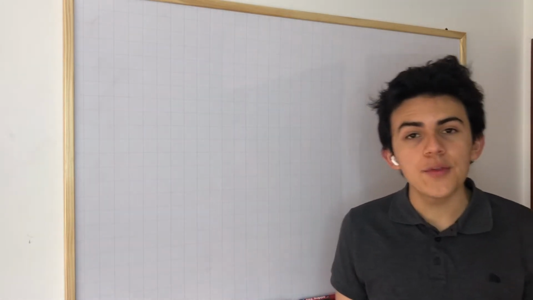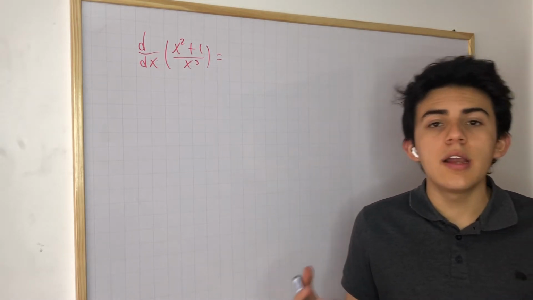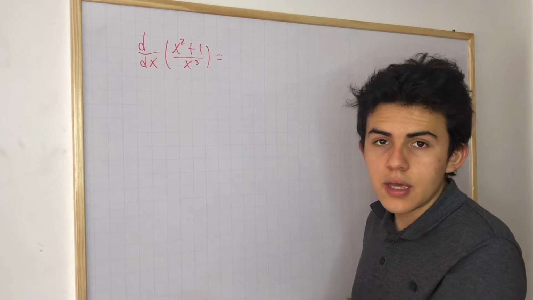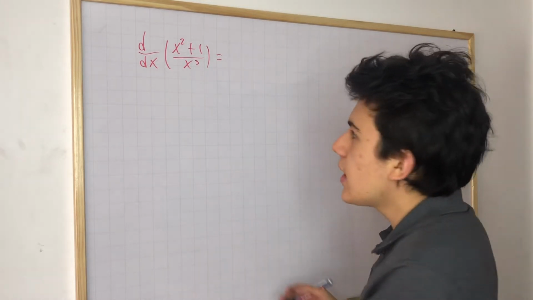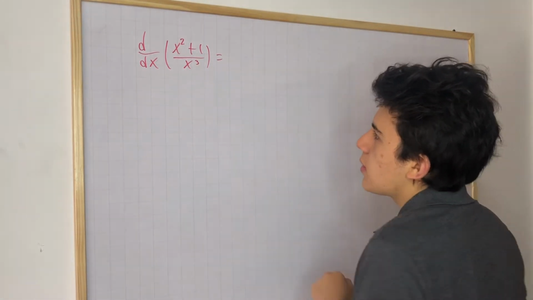Today we're gonna talk about the quotient rule. So the quotient rule is a differentiation rule that allows you to differentiate functions that can be written as fractions, okay? So that you can find a quotient that is a derivative. It's that simple. So now I'm gonna show you the quotient rule by finding this derivative.